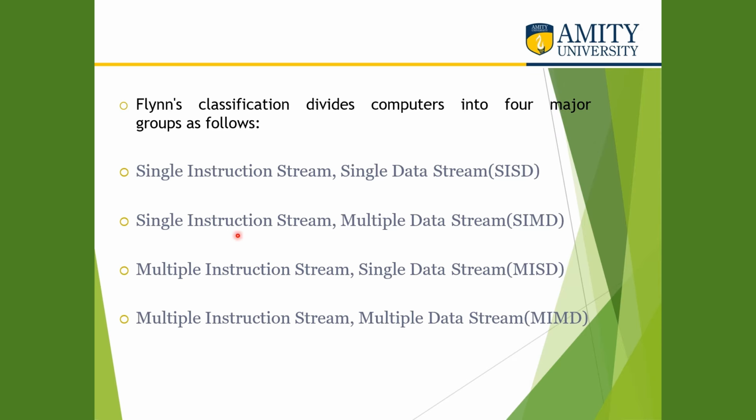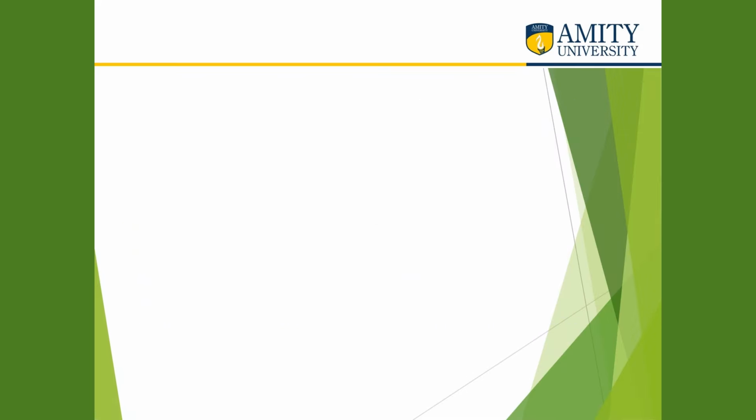For SIMD we get a single instruction stream, same as previously, but we have multiple data streams. In the third one we have multiple instruction streams but a single data stream. This is only a theoretical computer system. It usually does not work this way, so we don't have any practical approach for the system. It's not usually used. Then multiple instruction streams and multiple data streams, MIMD, which is just as the name states.